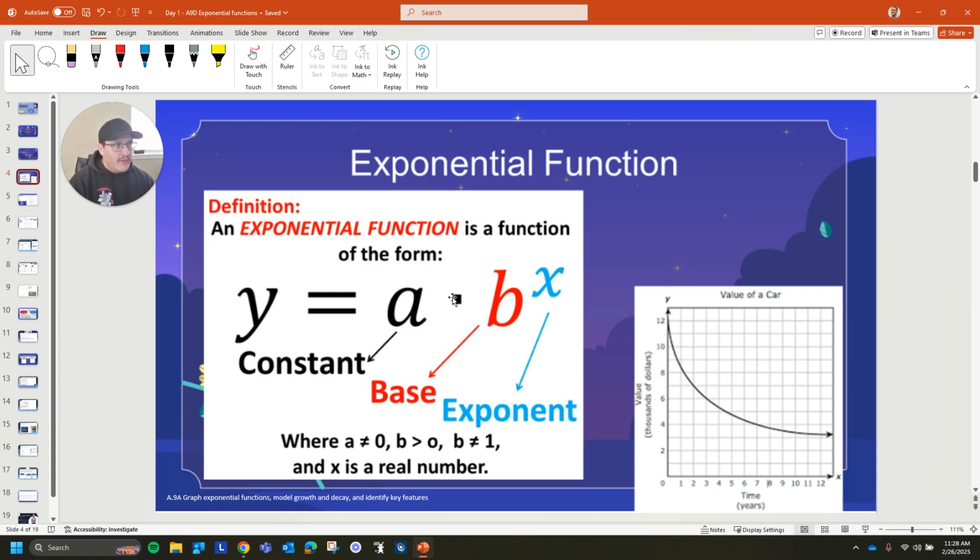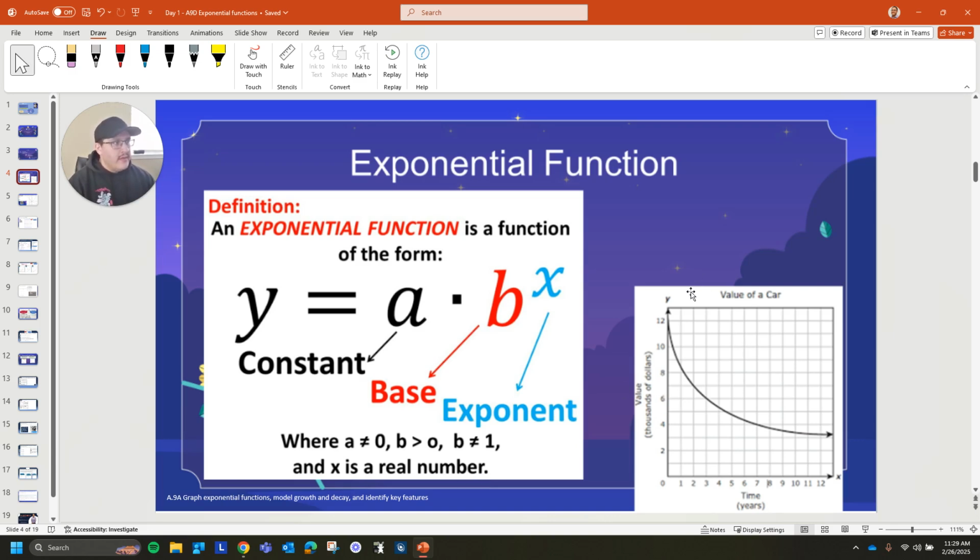B is the base of the exponential function. The base can be anything that's greater than 0, but it can't be 1. 1 just breaks it down into a different type of problem, so it can be anything except 1. And it has to be greater than 0. There can't be any negatives in the base. X is the exponent, the little number right above the B. The exponent is a real number, meaning that it can be any number at all. It could be a 0, it could be a 1, it could be a -5, 0.3, square root of 2, whatever. It can be any number that's classified as a real number.